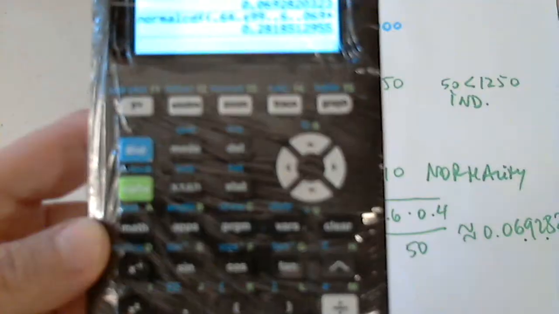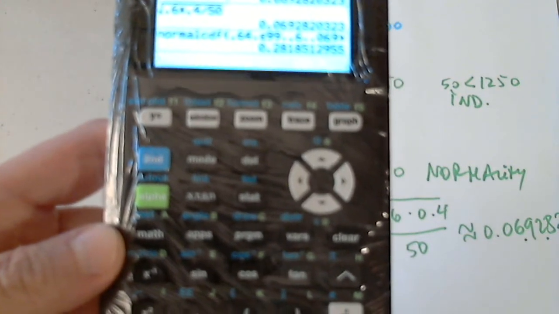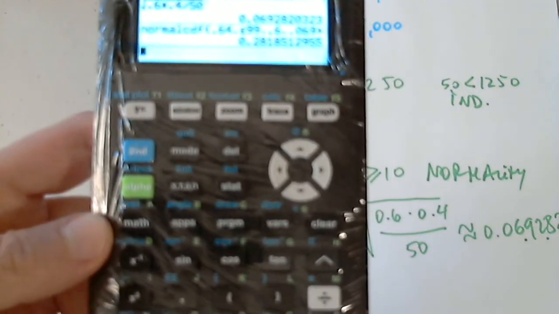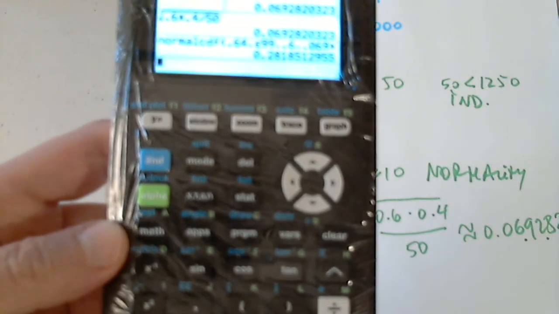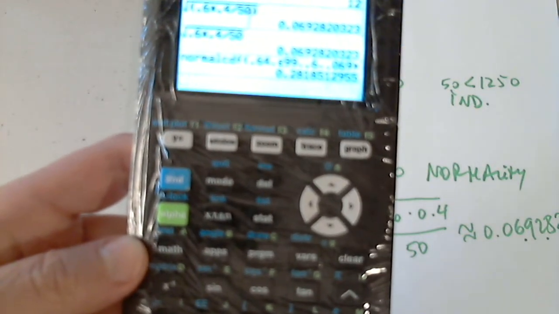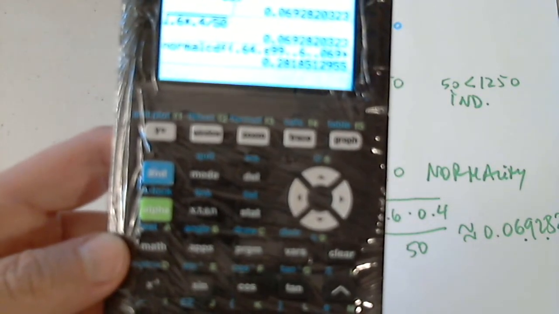And I get, what do they want? Round to 4 decimal places. So 0.28194. Yeah.